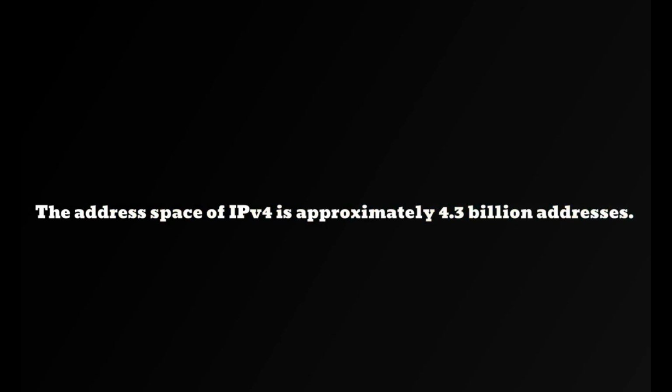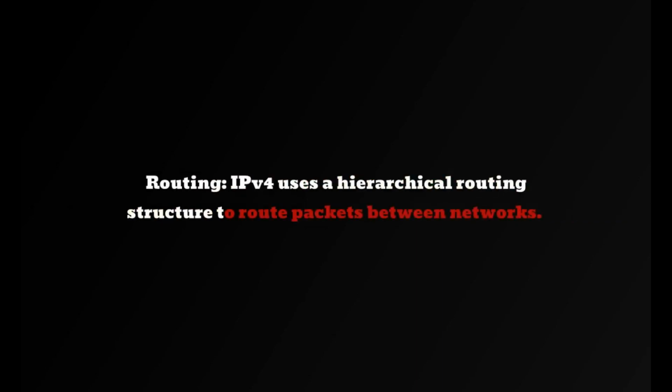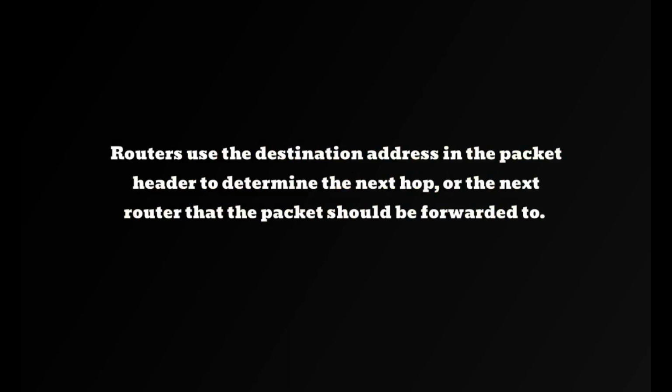Routing. IPv4 uses a hierarchical routing structure to route packets between networks. Routers use the destination address in the packet header to determine the next hop, or the next router that the packet should be forwarded to.